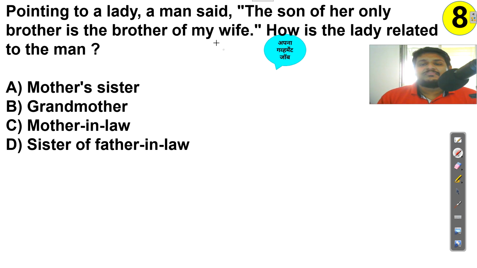You can visualize means, for example, pointing to a lady, a man said, you need to visualize in terms of the man, that you are a man and you are saying to someone and you are pointing towards someone like this. This is one approach, which I feel in the exam hall is not practical, because in the exam hall we need to be quicker and we want more accuracy. So I will not prefer this.